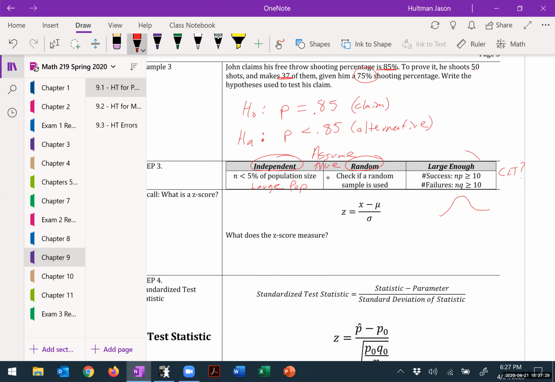And is it large enough? This is, again, what we had to do on our proportions, our confidence intervals. We had to say, is this large enough? Is the number of successes greater than 10? And is the number of failures greater than 10? Is what I'm looking for greater than or equal to 10 in my sample? Is my sample large enough to approximate a normal curve?